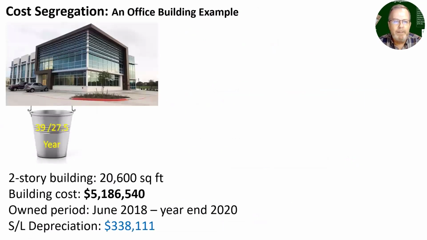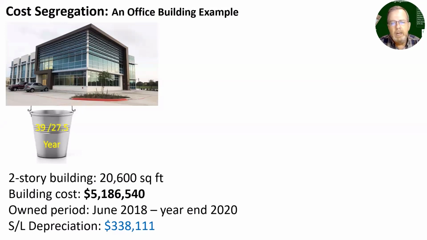So let's take a look at what happens when we actually break up a depreciation and apply cost segregation to a building. These are all buildings that I've been personally involved in, just to let you know that. This was one of my first studies that I worked on. It was a 2-story building down in the Sugar Land area, 20,000 square feet. The building cost $5.1 million. And the person had owned it from June 2018 until the year end 2020 when I got involved. They were going to be recording $338,000 in depreciation over that time period.